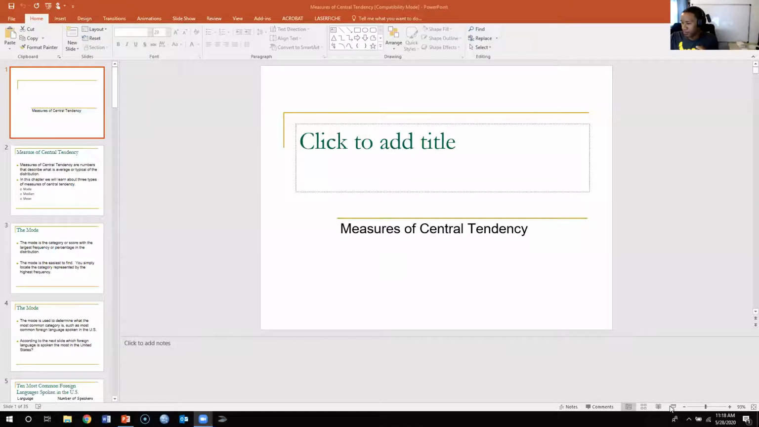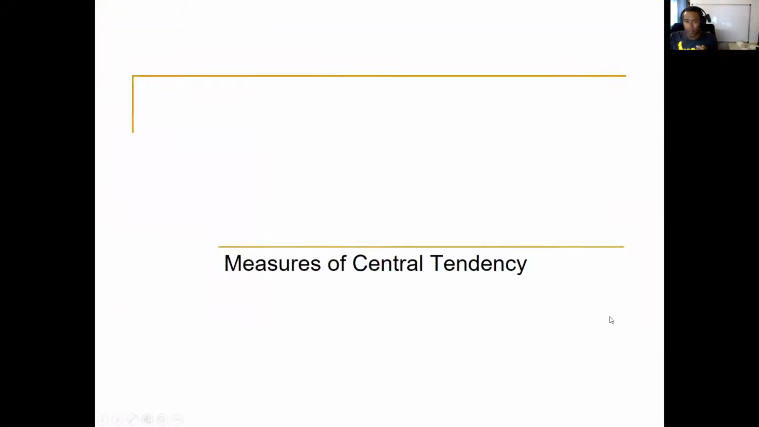All right, students, today we're going to be talking about chapter 3 in the textbook, which is the measures of central tendency chapter. All right, so let's talk about measures of central tendency, what they are, and what their uses are.